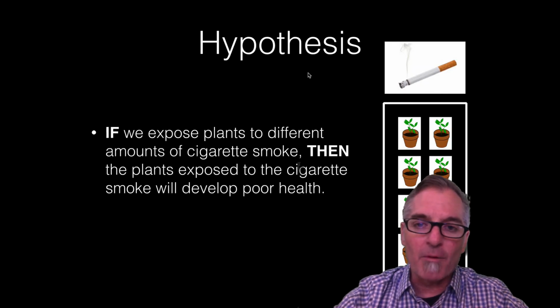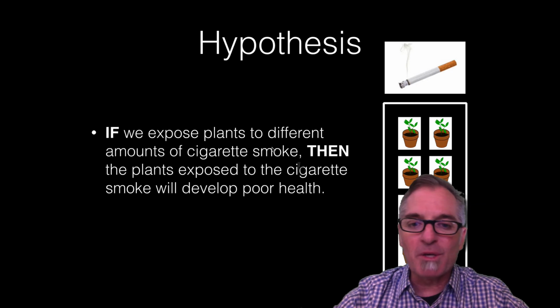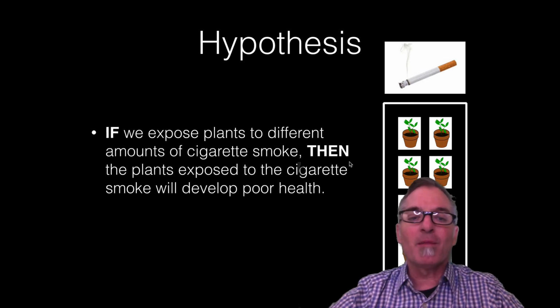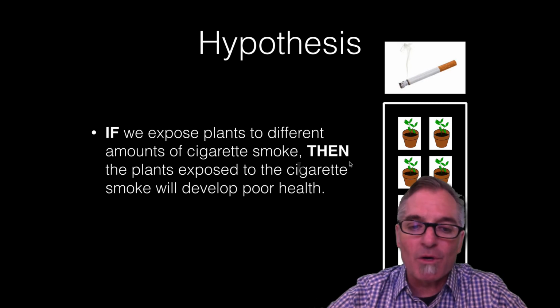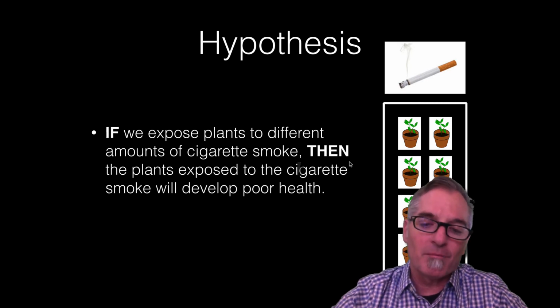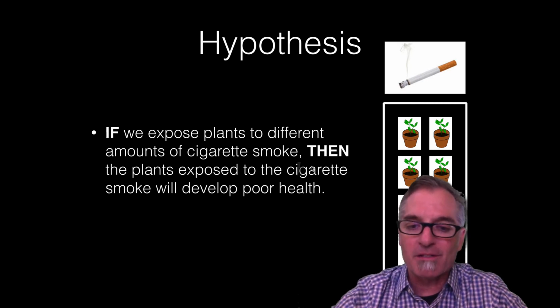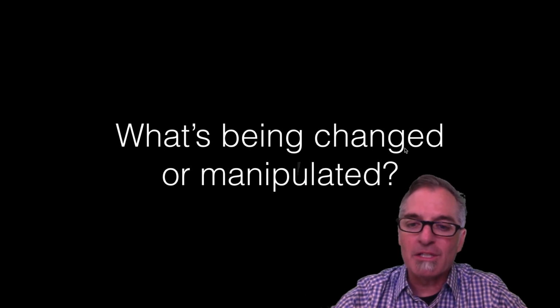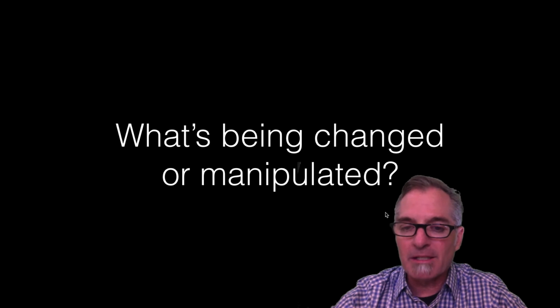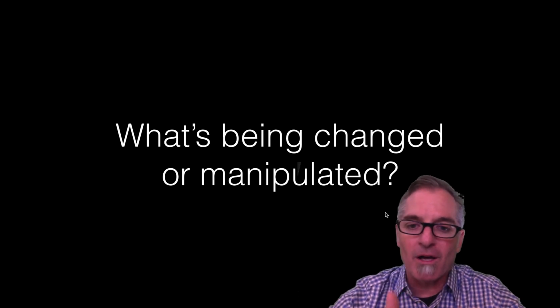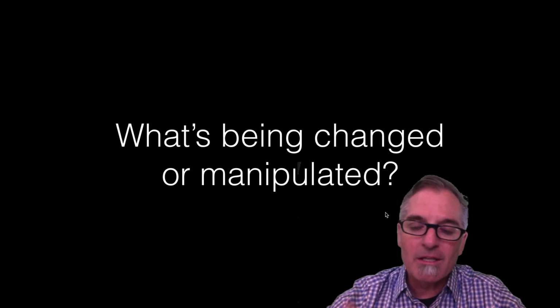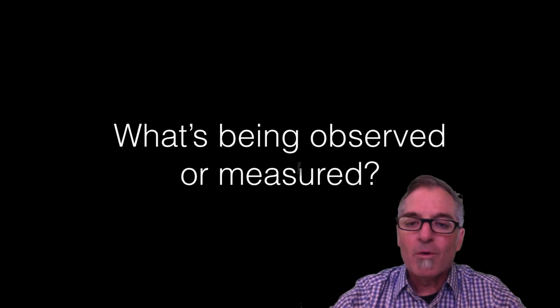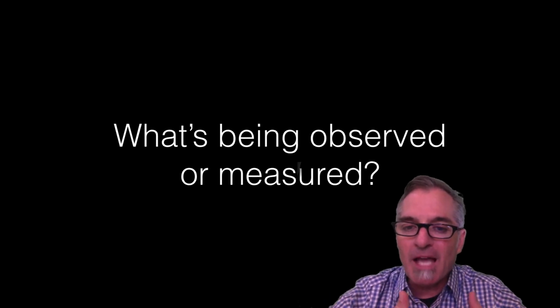All right, here we go. Hypothesis. If we expose plants to different amounts of cigarette smoke, then the plants exposed to more cigarette smoke will develop poor health. So what is being changed or manipulated? It's going to be the amount of cigarette smoke that the plants are exposed to. What's being observed is the health of the plant.